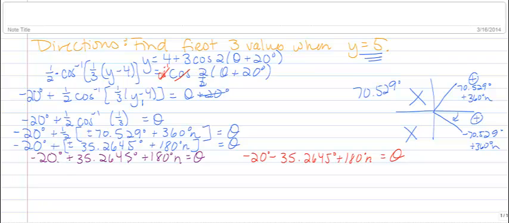So if you put those two values together, you're going to get 15.2645 plus 180 degrees n. If you come over here, you're going to get negative 55.2645 degrees plus 180 n. Okay, so we want the first three positive values.